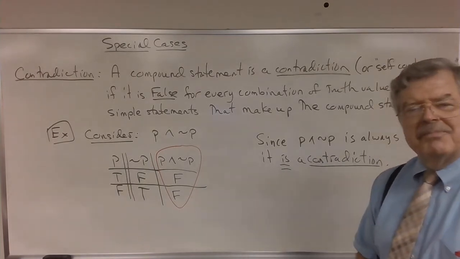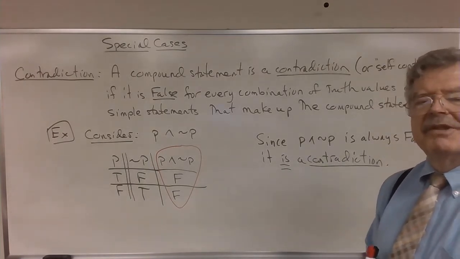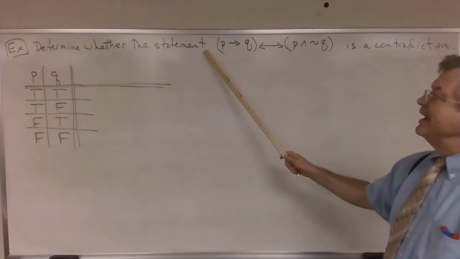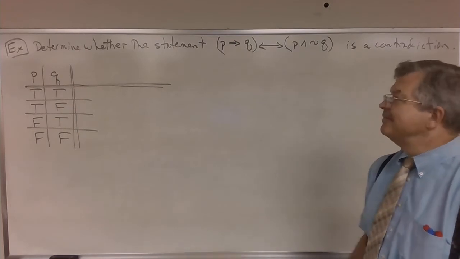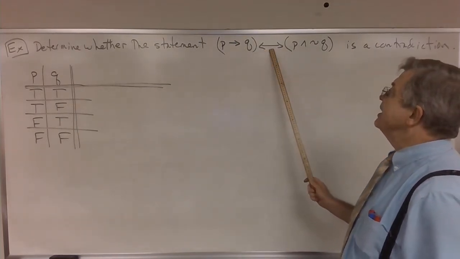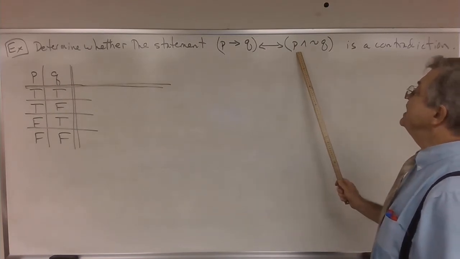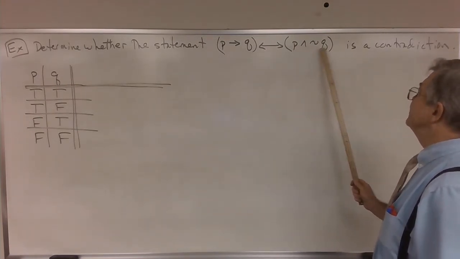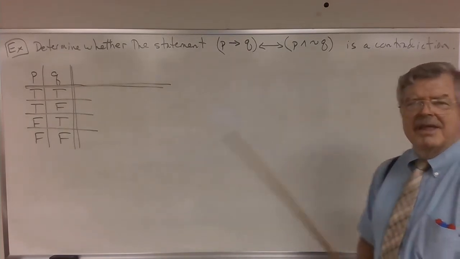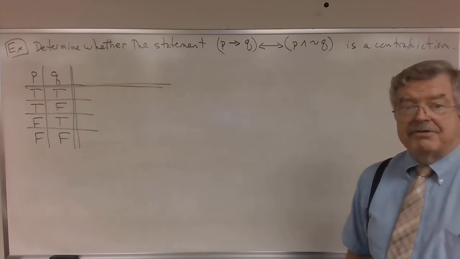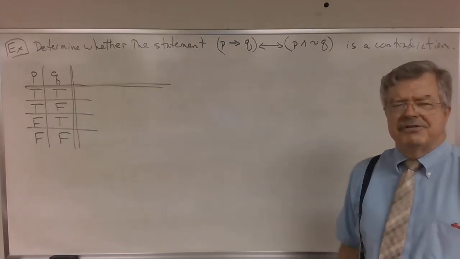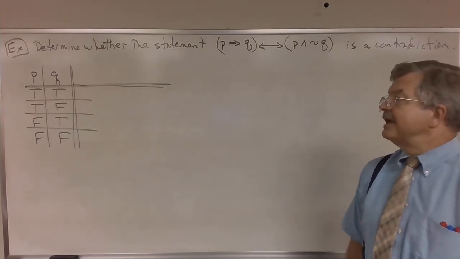Well, let's get into something a little less trivial now. Let's try this example on for size. Determine whether the statement P implies Q if and only if P and not Q, is a contradiction. Now, in order for it not to be a contradiction, it just has to be true for one combination of the simple statements that make it up.